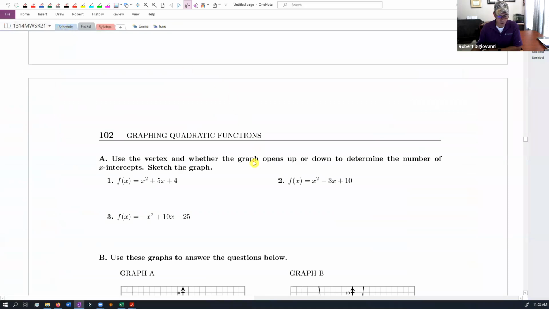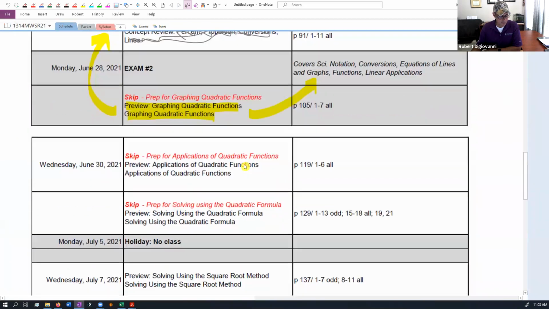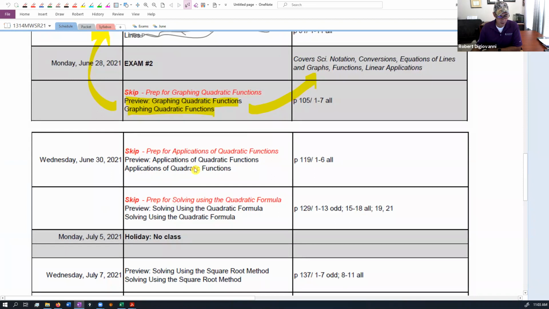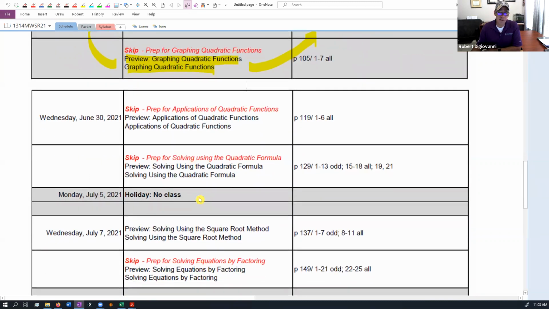All right. Okay, so let's look at where we are in terms of our schedule. Today is the 30th. What we're going to be doing today is all about quadratic functions. That's all we're going to do today. We're going to see if we can get through all of this. And then remember that Monday is a holiday.